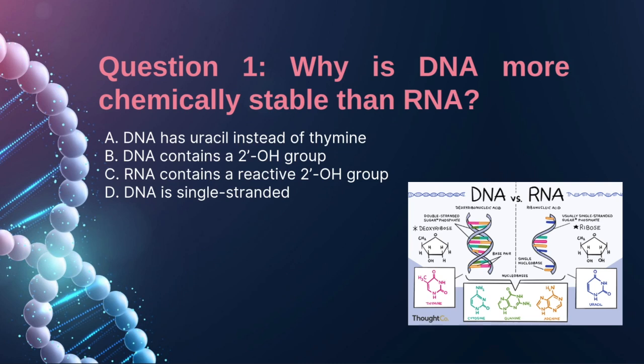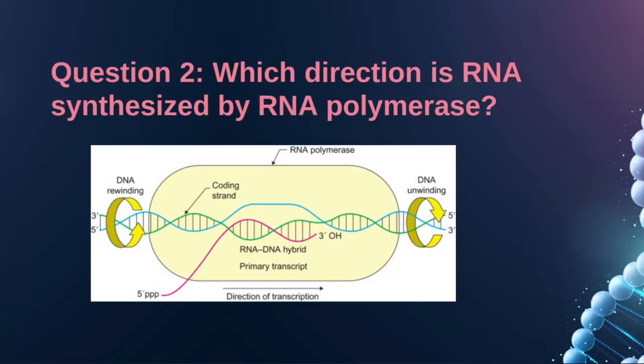Especially, by the way, in basic conditions, that's when the hydroxyl group is more prone to hydrolysis. So RNA is inherently less stable because of this hydroxyl group, as it can participate in intramolecular reactions that cleave the phosphate backbone. Therefore, DNA's lack of this group makes it more stable, which is why we use DNA for long-term genetic storage. So I hope this concept is now clear.